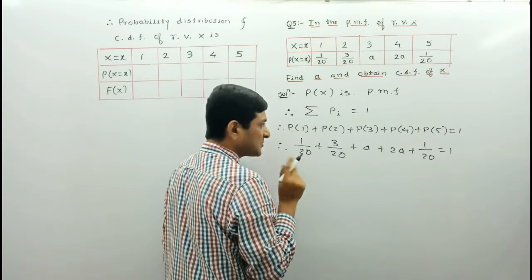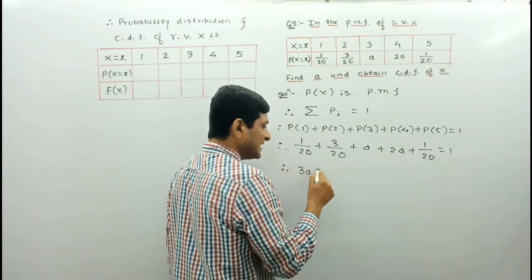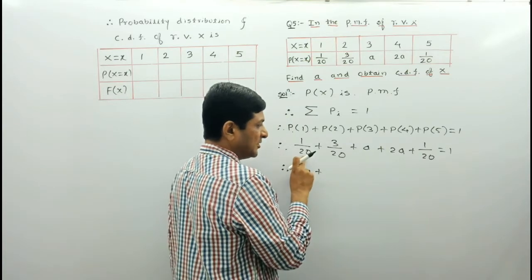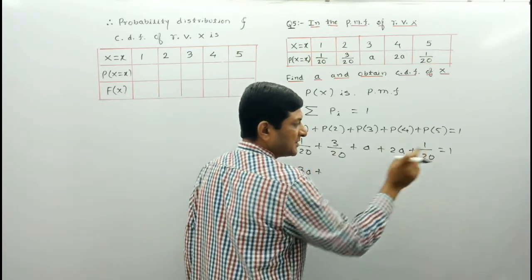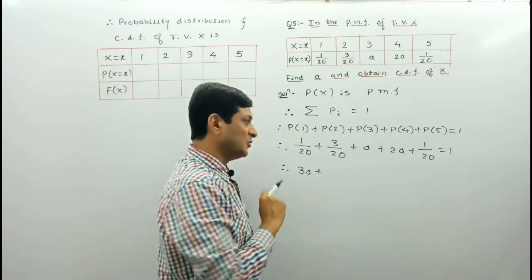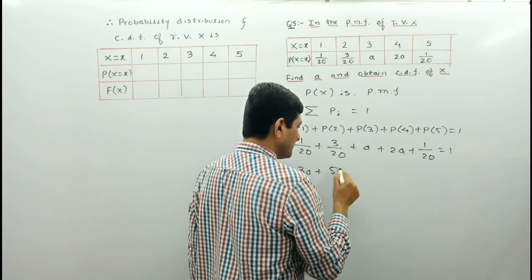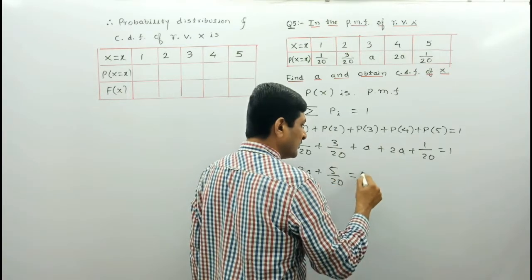Now collect the terms of a: a plus 2a is equal to 3a. Then collect the numerical values. Check that the denominators of the first, second and this third term are the same. Since denominators are the same, we are taking the addition of the numerators. See what we'll get: 1 plus 3 is 4, 4 plus 1 is 5. 5 by 20 is equal to 1.